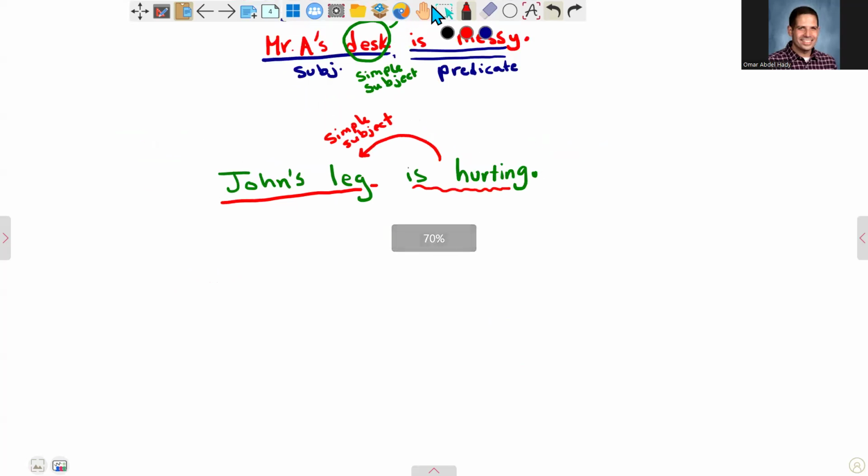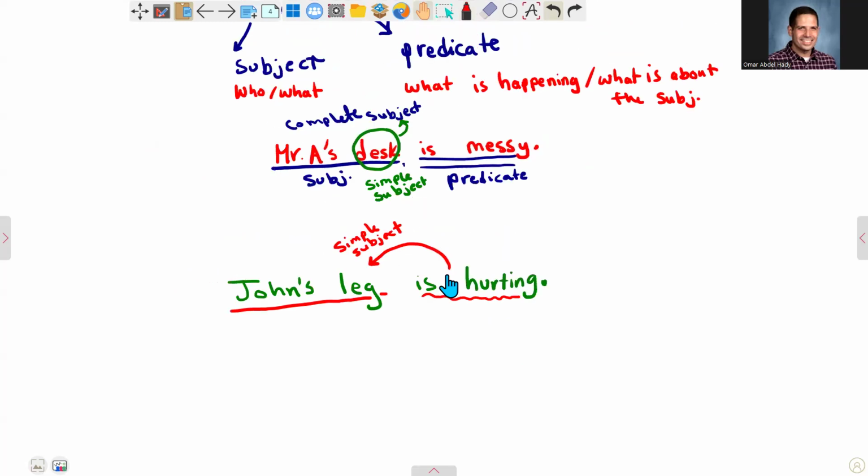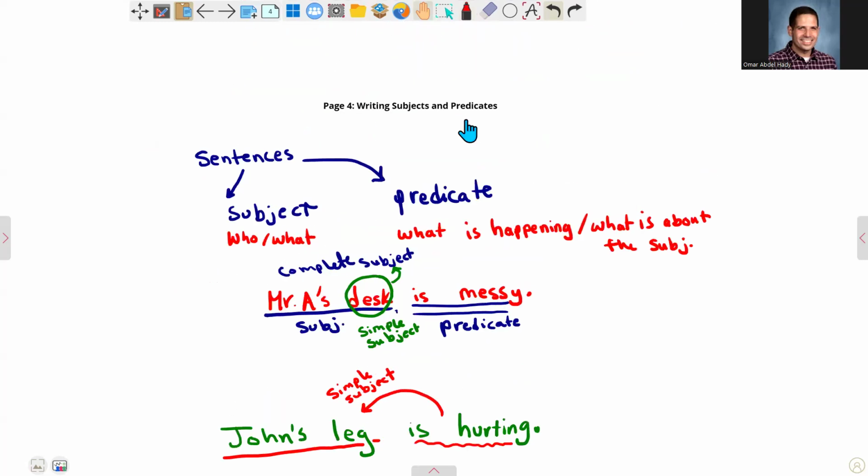Okay. So on page 4 of writing, what's the title? Let's see again. The title is Writing Subjects and Predicates. You have the underlined complete subject, but you have to ask yourself, which word in the complete subject does the predicate describe?